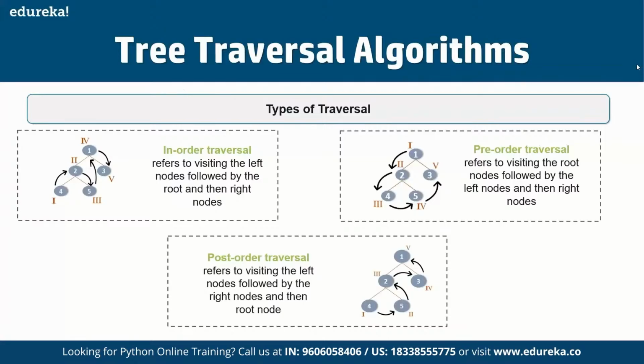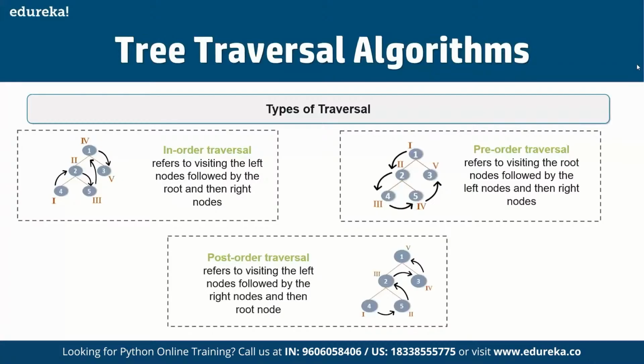In-order traversal refers to traversing the tree in such a way that we first visit the left nodes, followed by the root and then the right nodes. So we begin our traversal from the nodes in the left subtree, and then we move towards the root and finally towards the right subtree. That's how in-order traversal works.